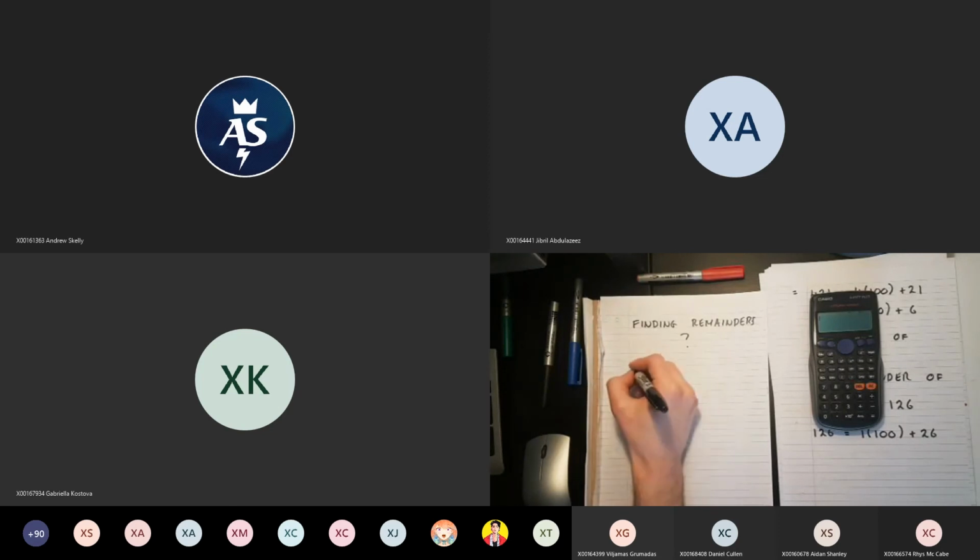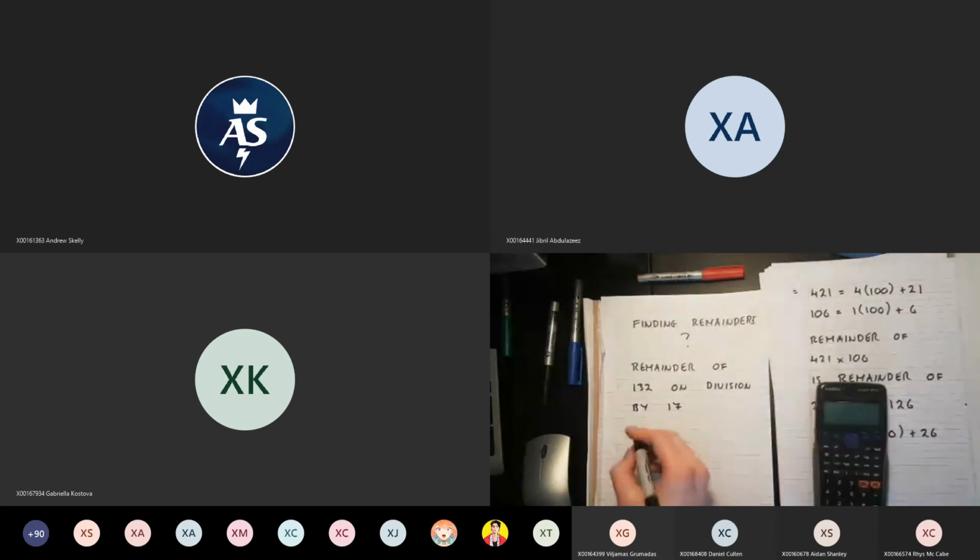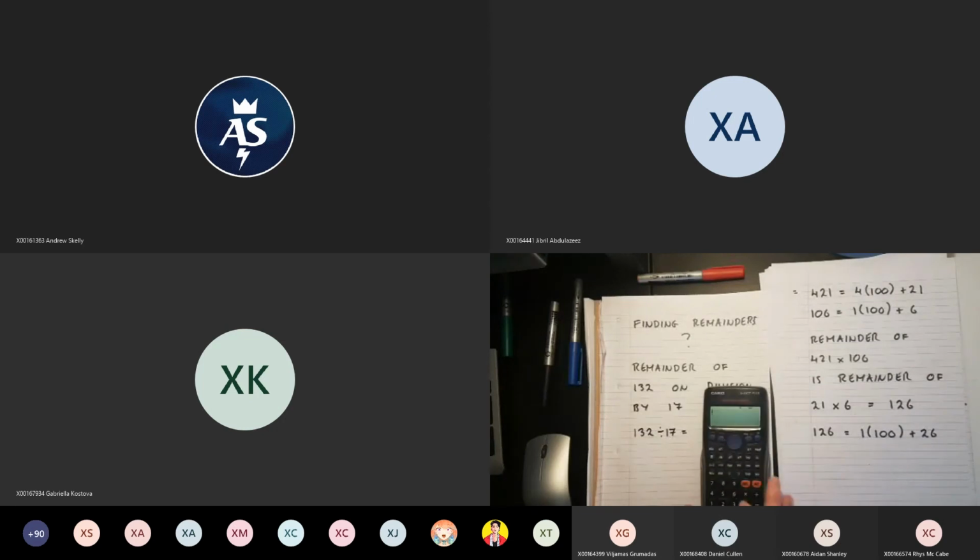Let's say I wanted to know the remainder of, let's say, 132 on division by 17. I cannot do that in my head. I have no idea what it is. Well, let's see what 132 breaks down as. 132 divided by 17, how much do I get? Well, can people see my calculator screen there? Is it visible? Yeah, good.